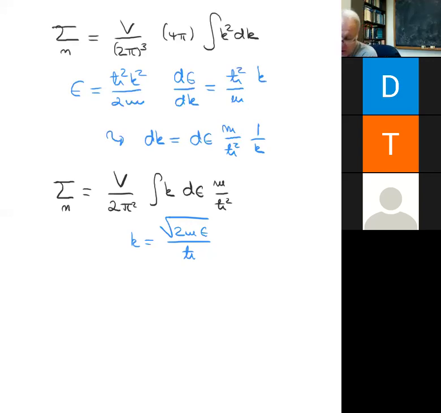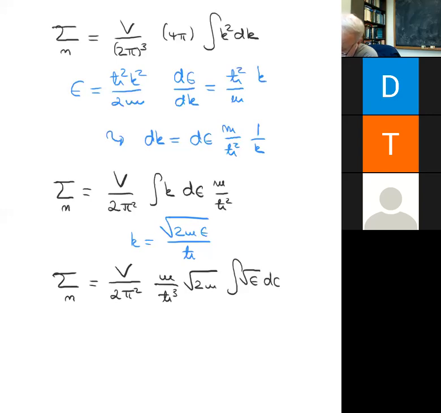Okay, so then I can finally collect everything. My sum on n is the volume over 2π². There was a factor of m. We have in total a factor of ħ³. There was a root 2m, and then a factor of square root of epsilon d epsilon. So this whole factor in front is volume times mass to the 3/2.